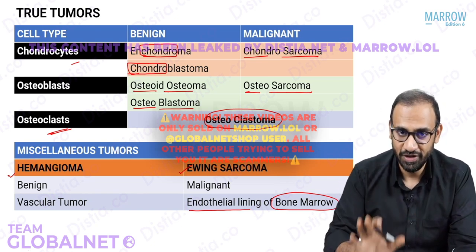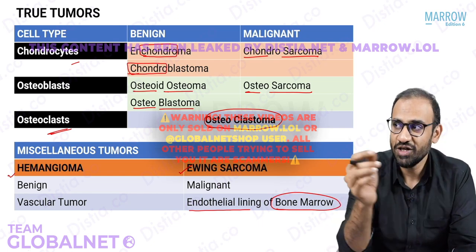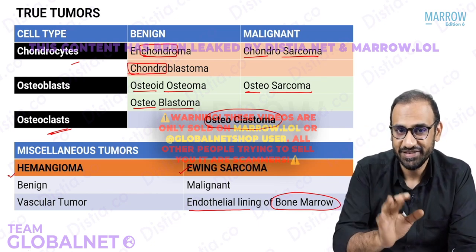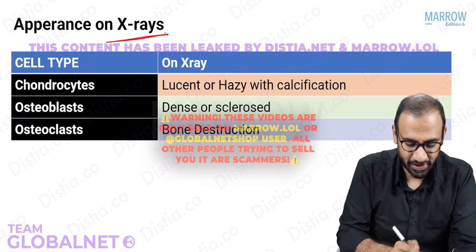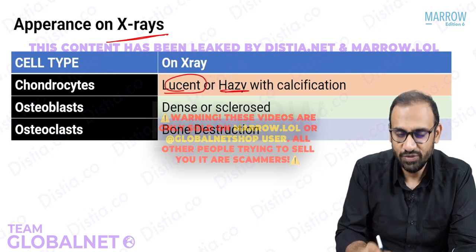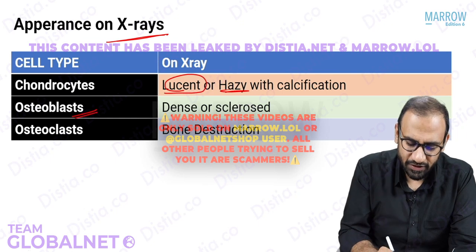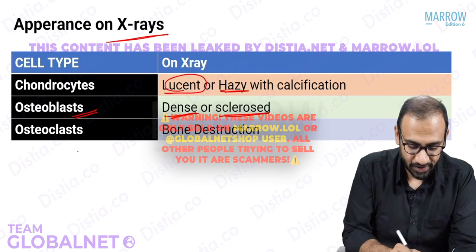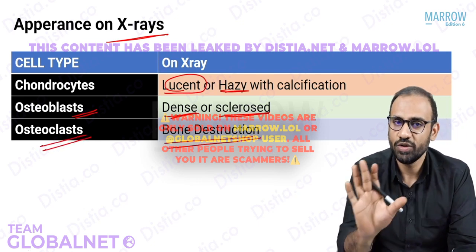You've understood this table. You know how to utilize this. Based on the X-ray, you will know that this lesion is a cartilaginous lesion, or a bone-forming lesion, or an osteoclastic lesion. So powerful. Based on the cell of origin, you know how they will appear on X-ray. If it's a chondrocytic tumor, there will be lucency in the bone or haziness with some calcification here and there. If it's an osteoblastic tumor, it will be dense because bone is formed or sclerosed. If it's an osteoclastic lesion, there will be bone destruction or bone resorption.